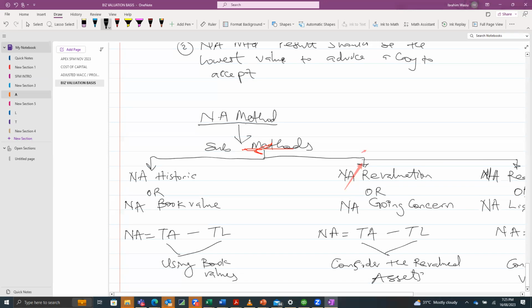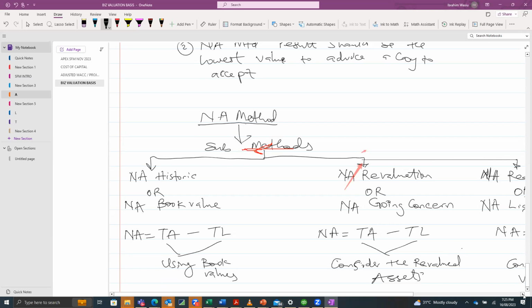When you revalue an asset, you carry that asset at its revalued amount or revalued figure, be it revaluation gain or surplus. I think I'm clear, and people that are doing CRA can actually testify to that. So just use the revalued amount of figures here.